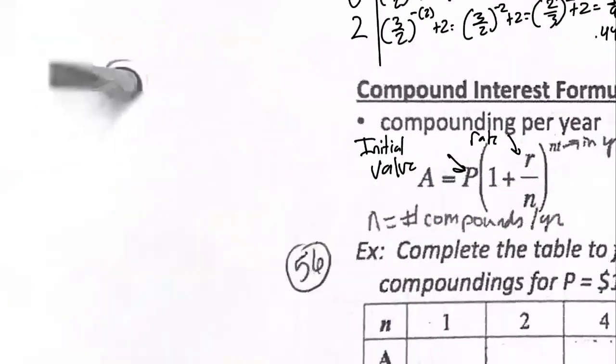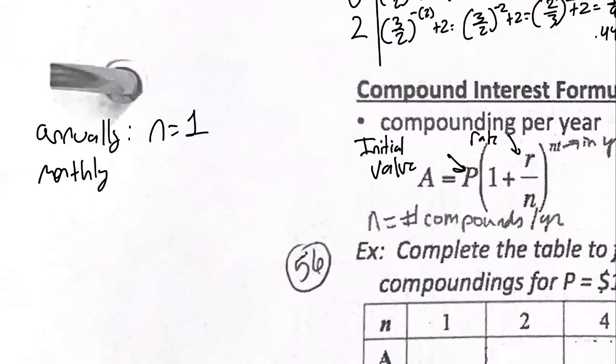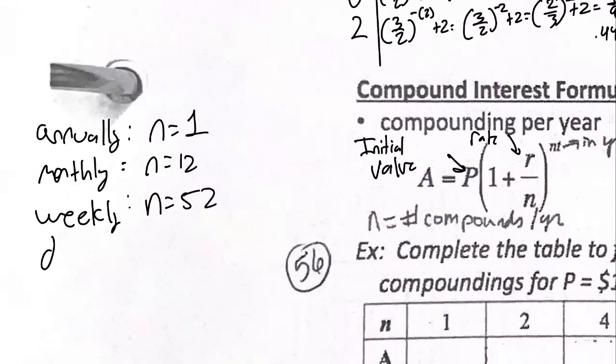And then a couple things for the compounding in years. So there's a couple values. Annually, n is equal to 1. Then you have monthly, n is equal to 12 because there's 12 months in a year. There can be weekly, which is n equal to 52. And then you could also have daily, in which case n is equal to 365. So these are the different possibilities that you can have. You could have biannually, which is n equal to 2.